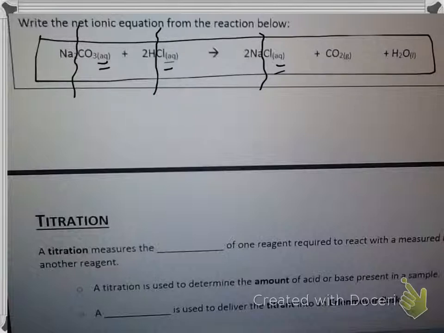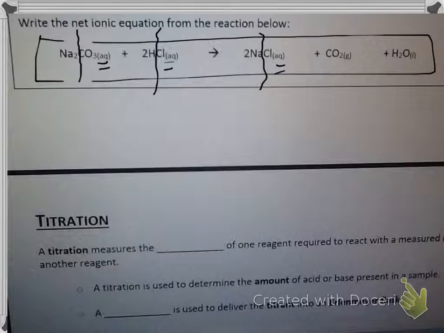Alright, I'm squiggly marking everything. Because if it's aqueous, that means it's dissolved in water, which means it's not in compound form. The ions, the cations and the anions, are literally floating around in solution. Let's see here. So let's go with sodium carbonate first. So we said sodium carbonate is going to dissolve in solution. We're going to get sodium cations and carbonate anions.